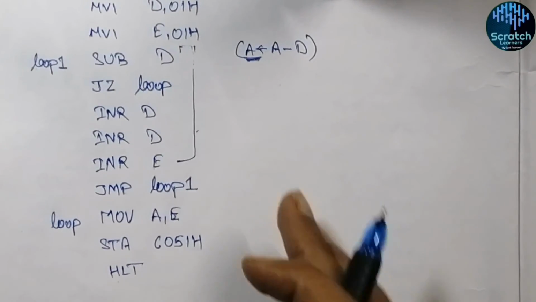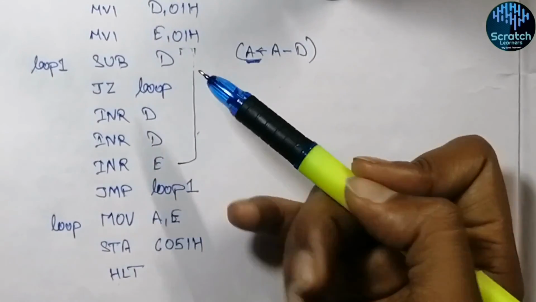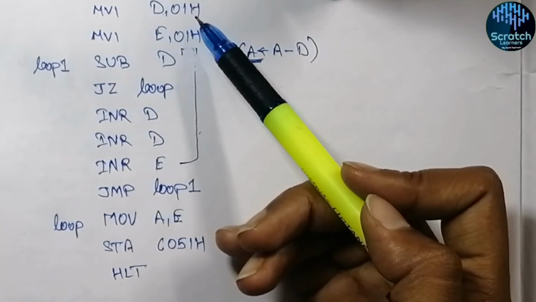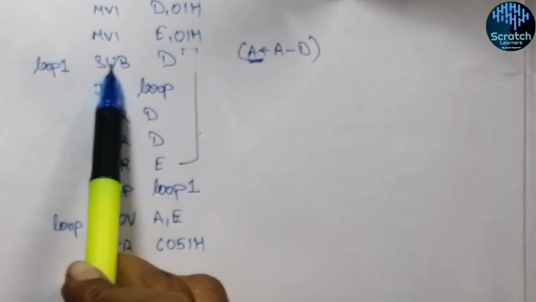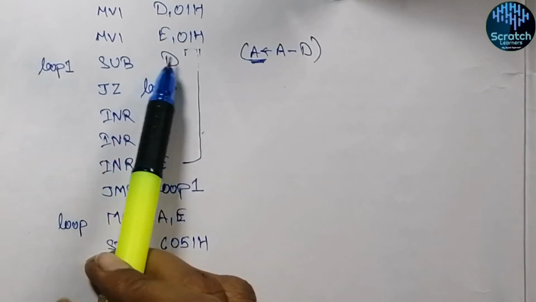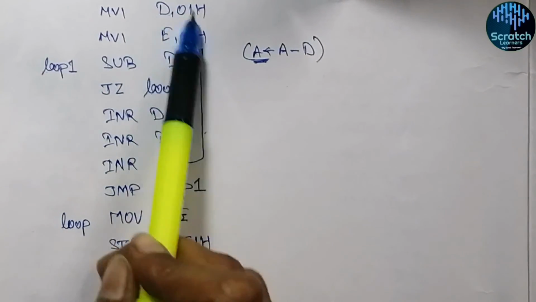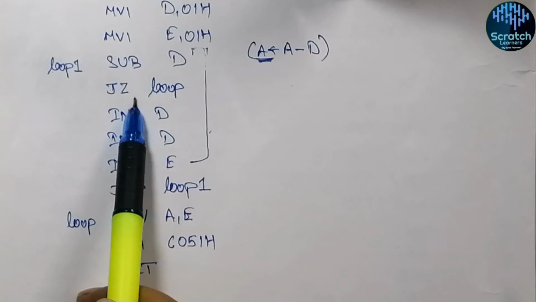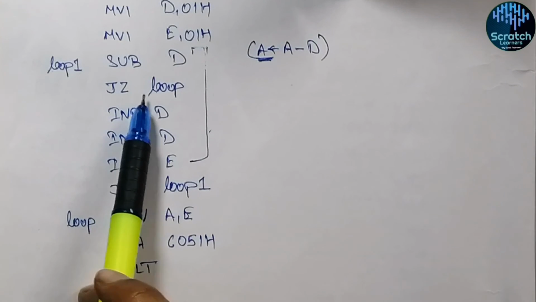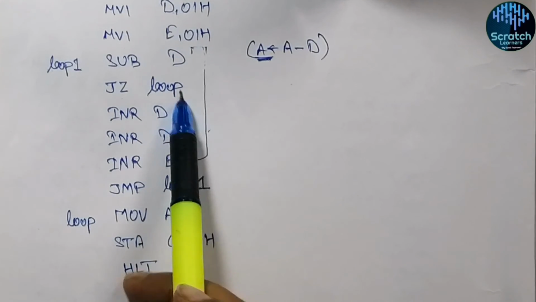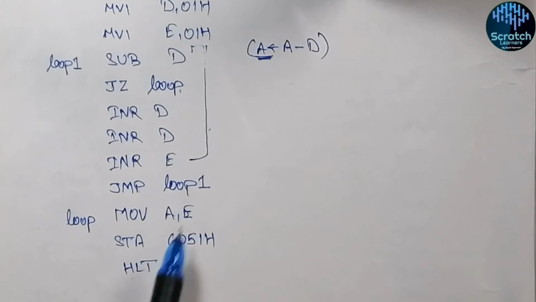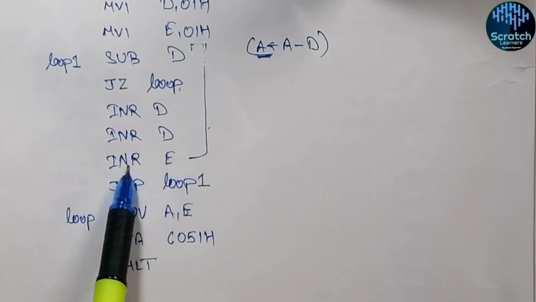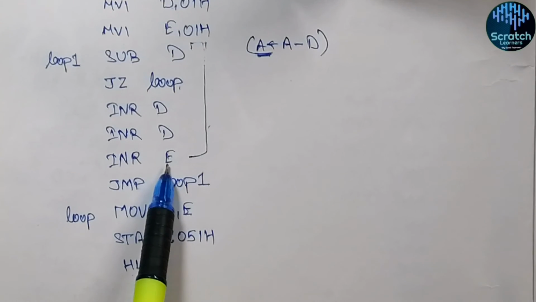Okay, so what we are doing, first of all we are inputting the number, we are initializing the content of D and E register with 1, right? Then we had started subtraction of that accumulator content with this data, that is the content of D. After subtraction, we are checking whether the content of accumulator becomes 0 or not. If it becomes 0, then we are storing the result, else we are incrementing the content of D 2 times and we are incrementing the content of E by 1 time.